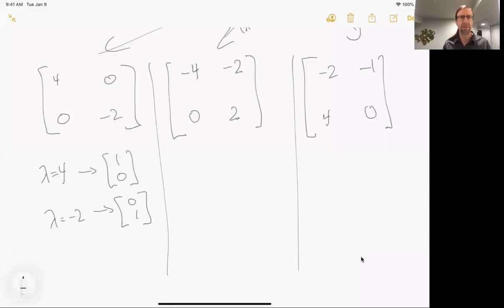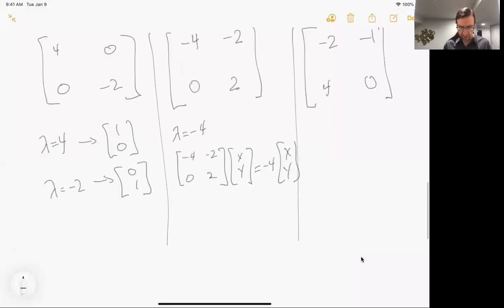If you don't believe me, just subtract lambda from the diagonal, write down the determinant, that's the characteristic polynomial, and you can work it out. It's a little harder to figure out the eigenvectors, though. You have to actually do some work here. So for lambda equals minus 4, let's write down the eigenvector. I'll just work it out. We have the matrix [minus 4, minus 2; 0, 2] times (x, y) equals minus 4 times (x, y).